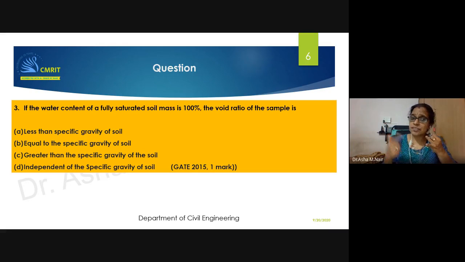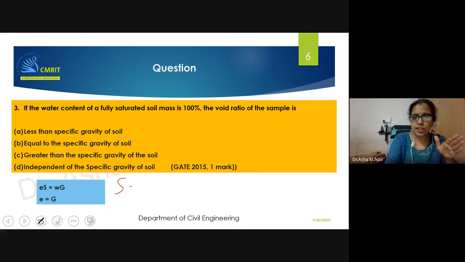So the water content is 100%. They are telling us W is equal to 100%, or it is equal to 1. And S is also equal to 1 because it's a fully saturated mass, and they are asking for void ratio. Immediately we have to keep in mind the expression for the same, and they are asking it in relation to specific gravity. So the expression that we have to keep in mind is eS = wG. S is equal to 1, W is also equal to 1. So what will happen? e will become equal to G.